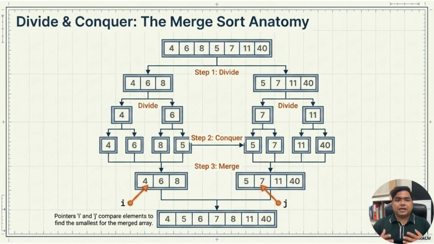At the bottom of the slide, we see two pointers, I and J. These pointers compare the first available elements of two sorted sublists. The smaller value is placed into the merged array first. Then the pointer moves forward.